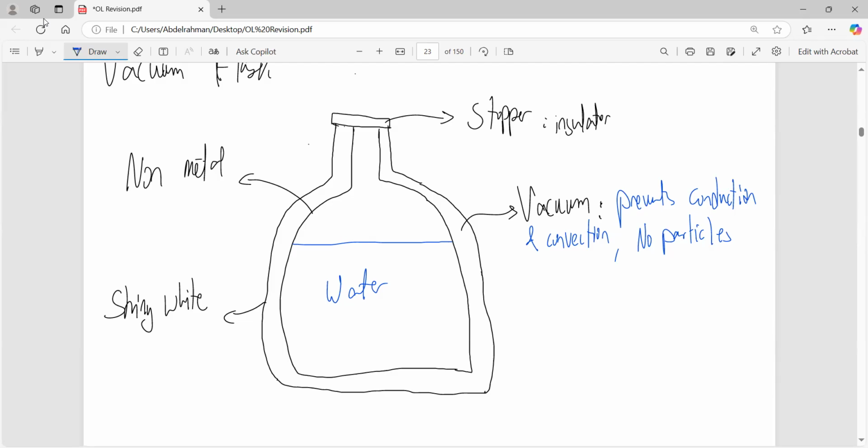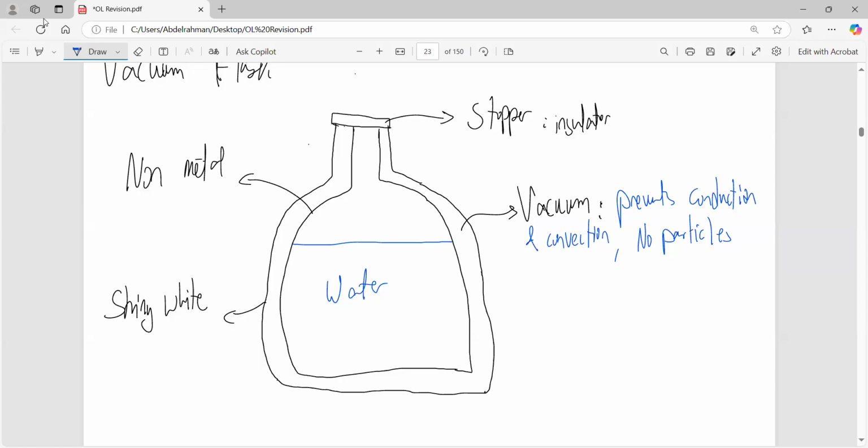So you have a lot of keywords in this example of vacuum flasks. It actually revises the whole session. Conduction, convection, and radiation, all of them are in one example. So this vacuum flask is very important. It's a very important example. You need to know several specifications for this vacuum flask.